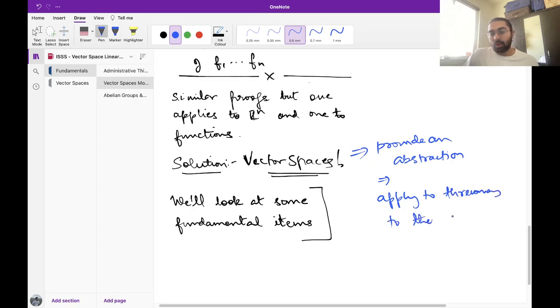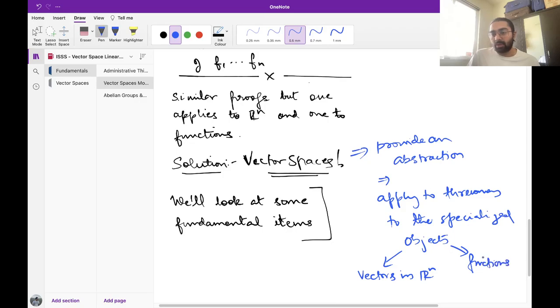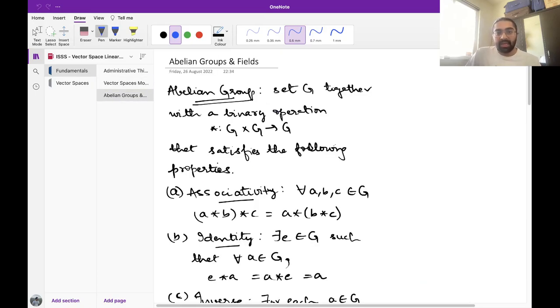In this case, our specialized objects are either vectors in Rn, R power n space, or functions. Okay? So now we'll look at some fundamental items to understand the formal definitions of what vector spaces are and how you work with them. And hence we move on to the first topic of this course, that is abelian groups and fields. Any doubts until now?